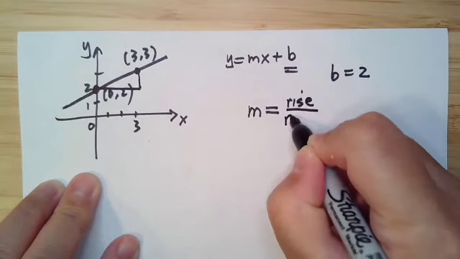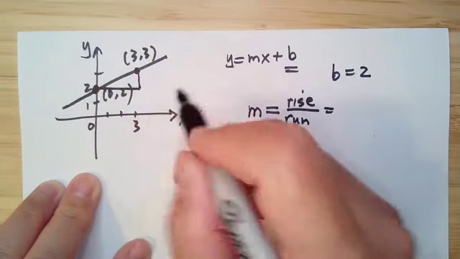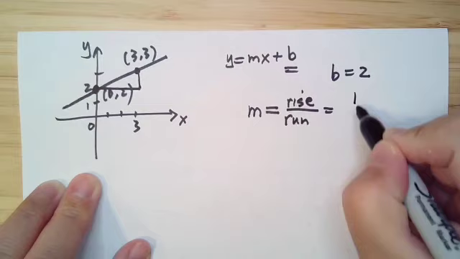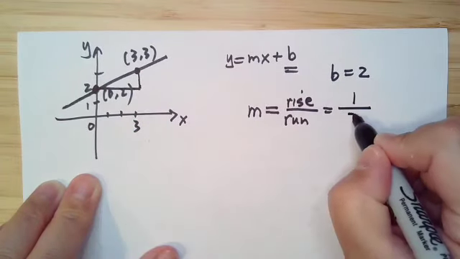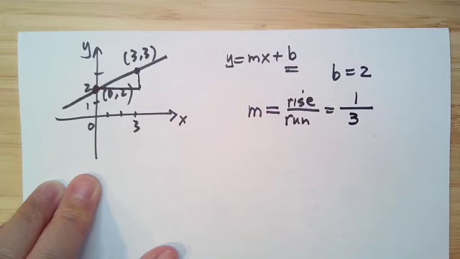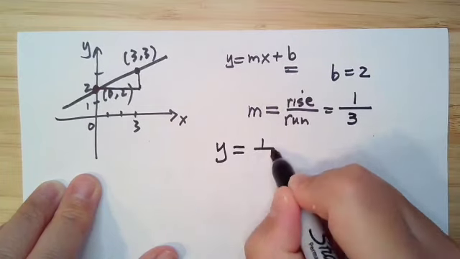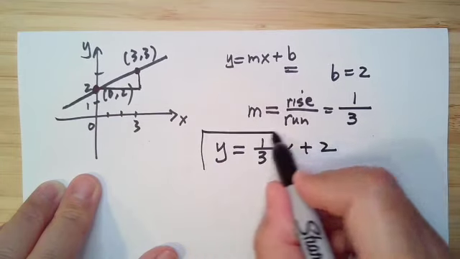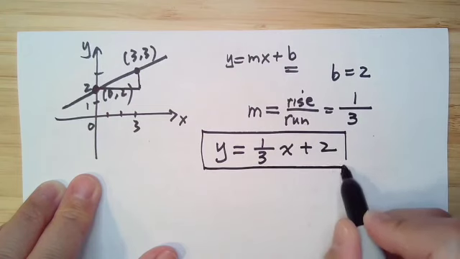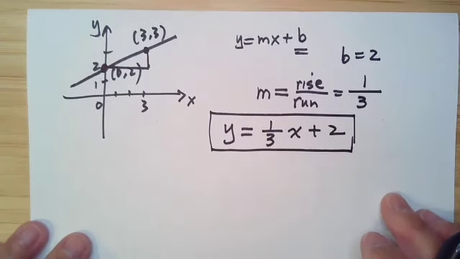The rise is from 2 to 3, so the rise goes up by 1. The rise is 1. And the run, you run from 0 to 3, so the run is 3. The slope is 1/3. So y equals 1/3 x plus 2. Isn't it cool? You can find it from the graph, and then give the equation of this line. All right. Now I give you one more example.